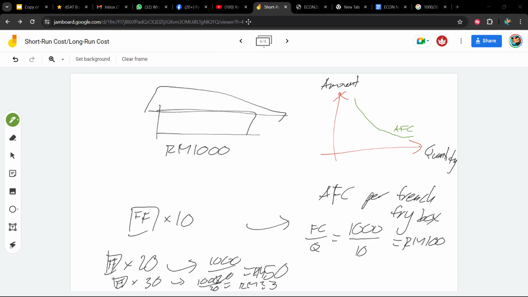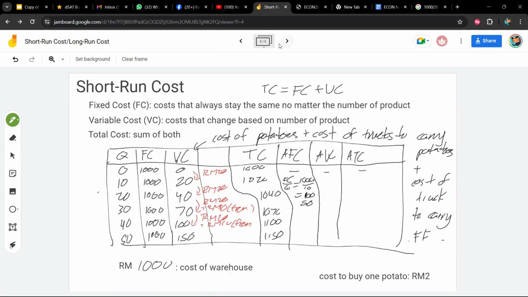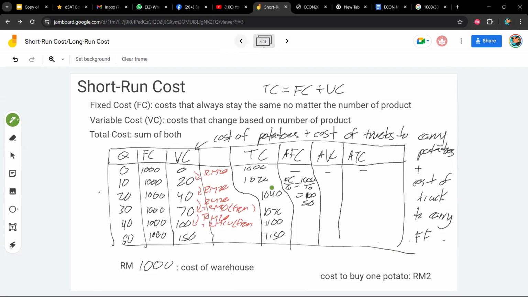But then when I watch maybe 5 movies, it's easier to justify because each movie will be like 2 ringgit per movie. Something like that. That's why when you buy a Netflix subscription, you want to watch as many movies as possible. So you can say, oh, it's worth it for me because I get to watch so many movies just for 10 ringgit. So yeah, that's how AFC works. It works on that same principle.